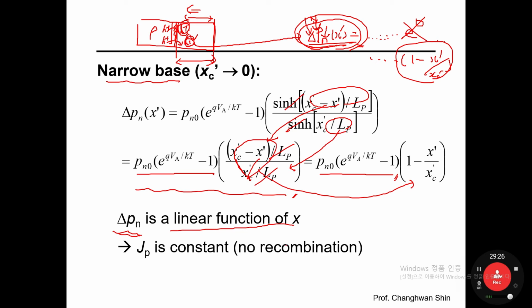What does it mean? Delta p sub n is a linear function of x. What does it mean physically? In an ideal diode, many holes are injected into the n side, and this hole concentration profile follows the exponential term.